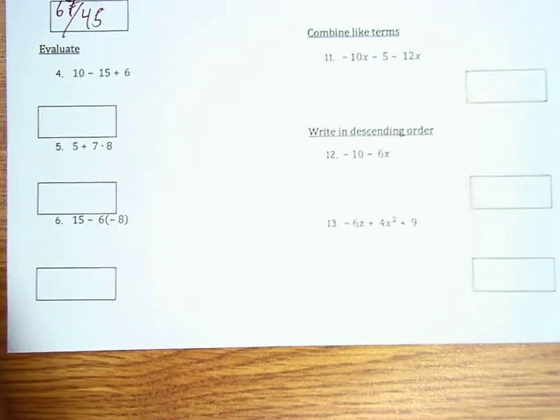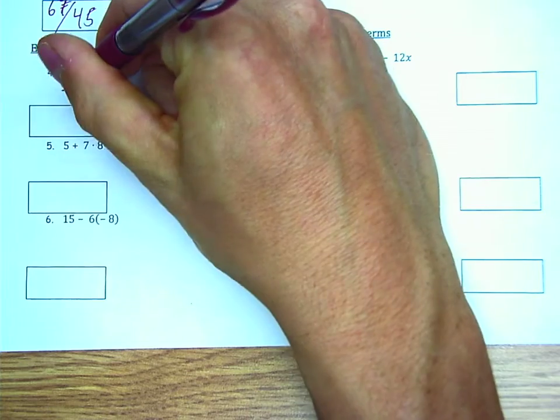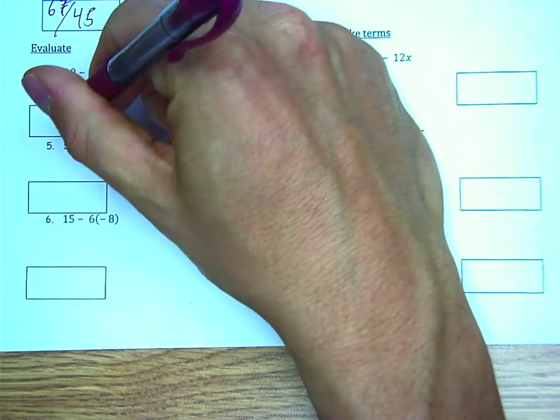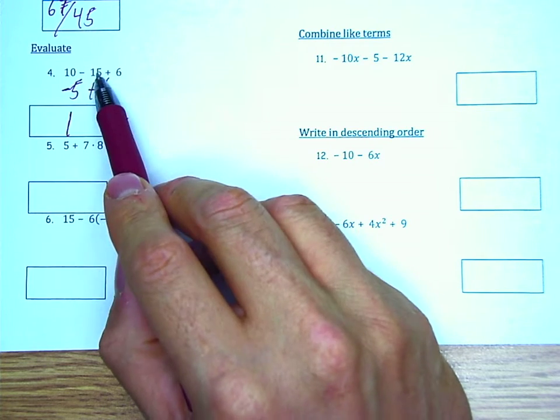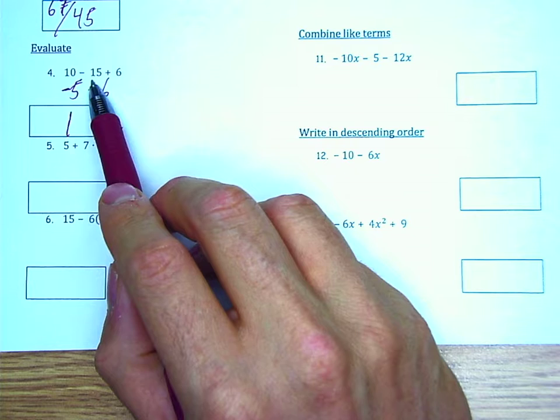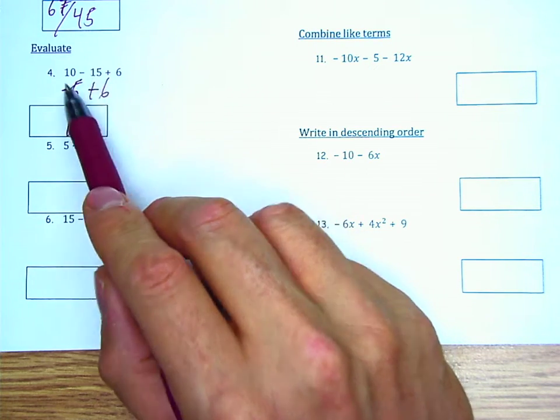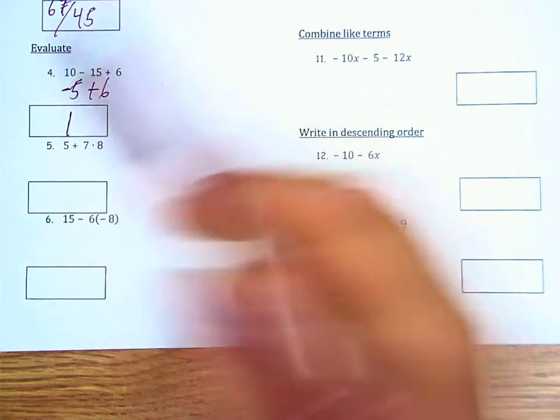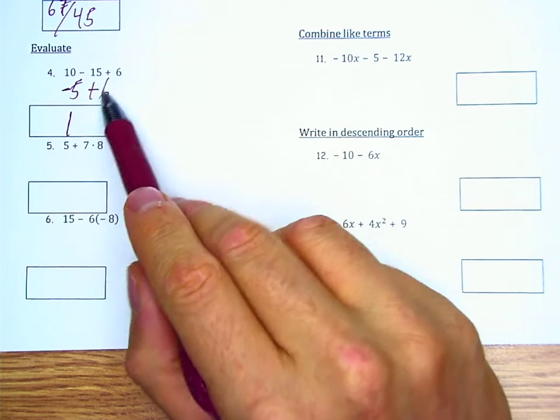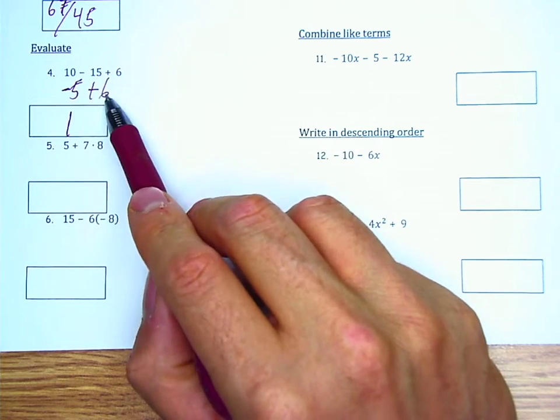All right, next group. Question 4. 10 minus 15 is negative 5. Negative 5 plus 6 is 1. Again, opposite signs subtract. So positive 10 minus 15, those are opposite signs. I subtract and I keep the sign of the larger absolute, 15. So I got negative 5 there, and then negative 5 plus 6 is positive 1, because again, opposite signs subtract. 6 is bigger, absolutely, than negative 5, so we have positive 1.